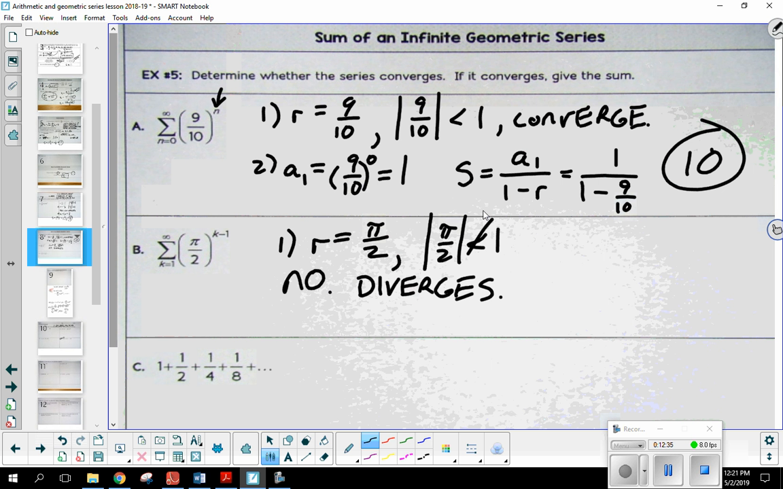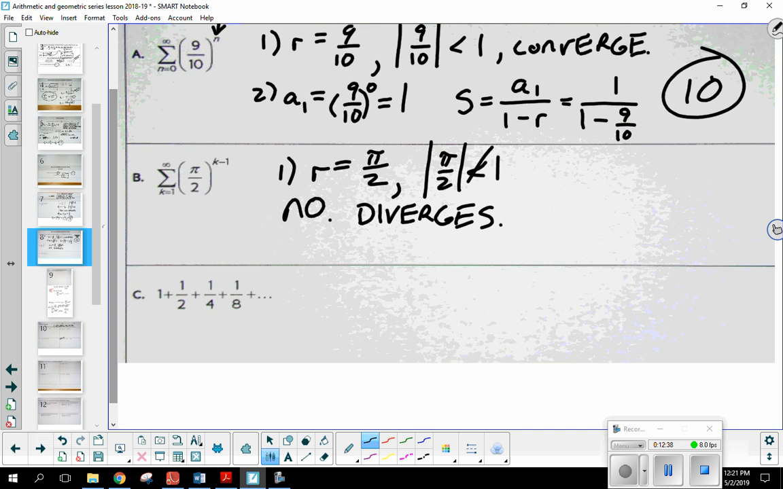All right, now C. This one says 1 plus a half plus a fourth plus an eighth plus... Okay, well, let's see. First we need to know what r is. Now, remember here, they're already making it a series because they're just adding them, right? Remember, the original sequence is just 1, 1/2, 1/4, 1/8, and so on. It only becomes a series when you start adding the terms of a sequence. So how am I going to figure out what r is based on that? How have we done it before?